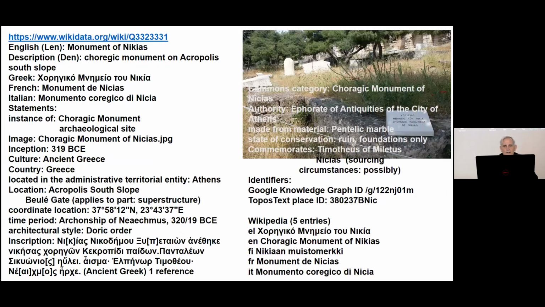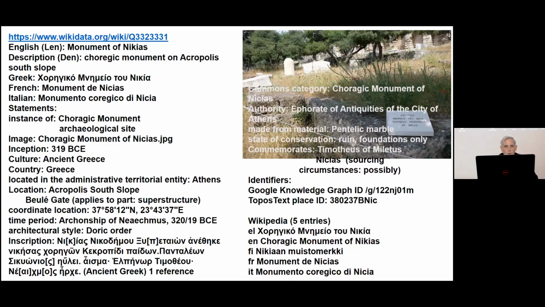Here is a monument, the Choregic monument of Nicias, a random monument pulled from Wikidata, where you can give the name for it, a description for it in Greek and English and French and Italian and every other language. You can say what it is, and there's a Wikidata item for a Choregic monument, as well as archaeological site. You can say what year it was. You can even put in Wikidata the text of the inscription if you want to. That's a lot of work. I don't recommend it unless you're really fixated on the site.